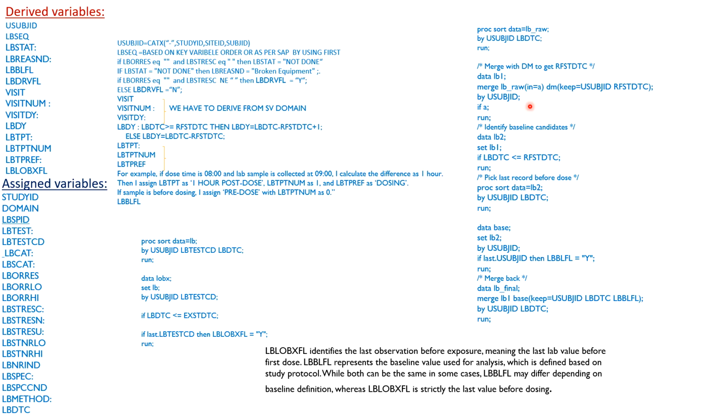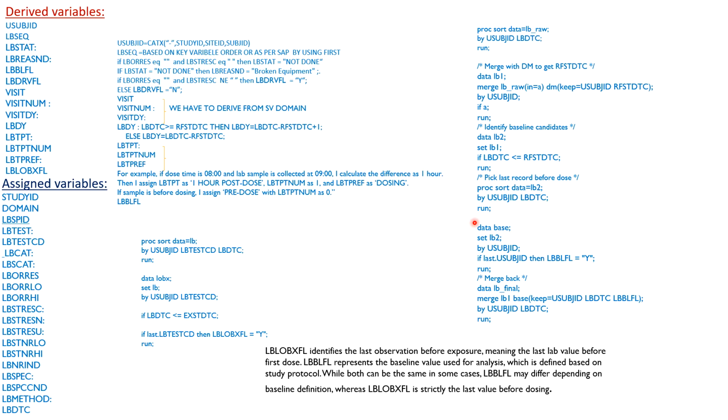Once merging is done, we need to identify the baseline candidate. If LBDTC is less than or equal to RFSTDTC, in that case all data that comes before RFSTDTC is selected by date. Then we need to pick the last record, then we will get the pre-dose, the before-dose data, right?